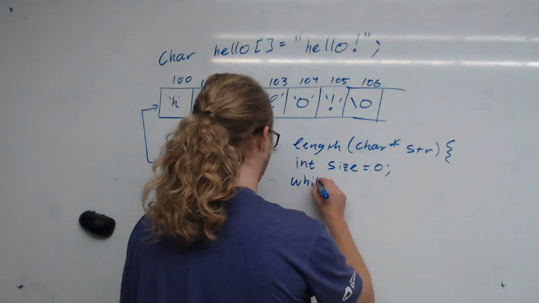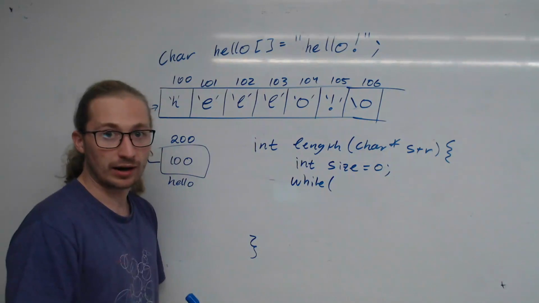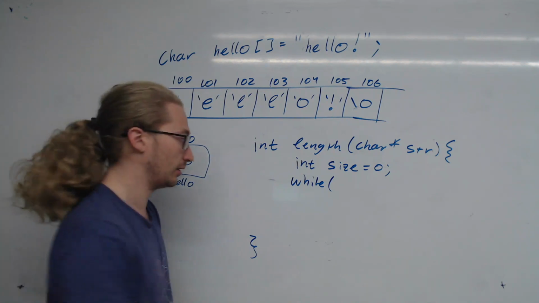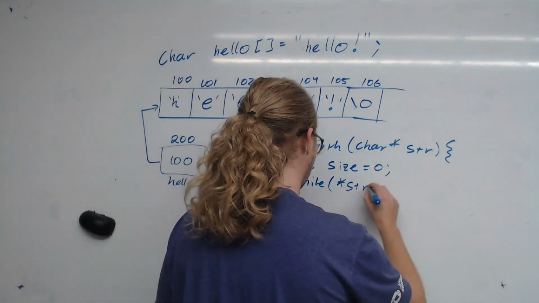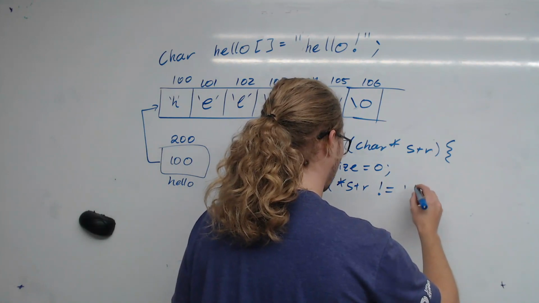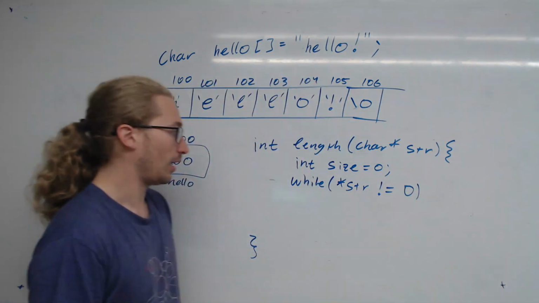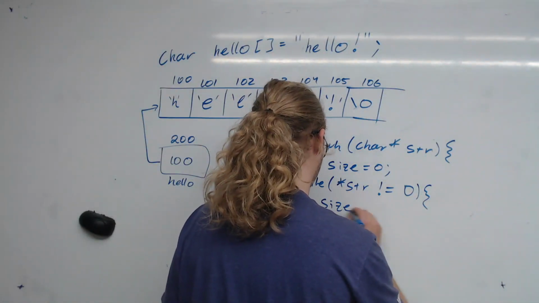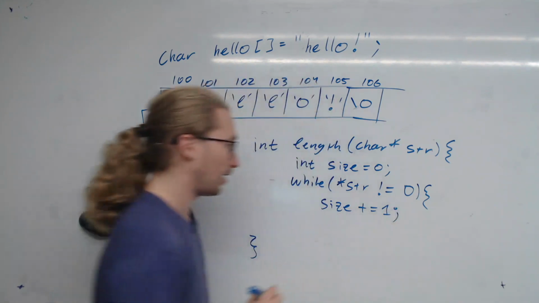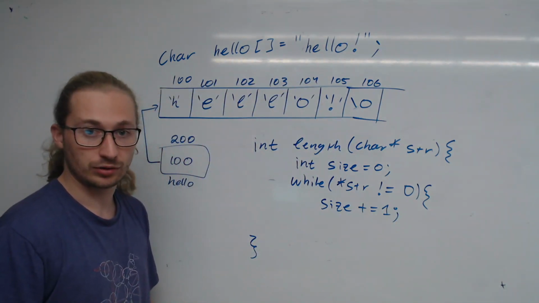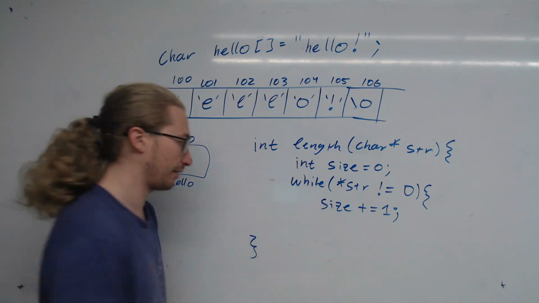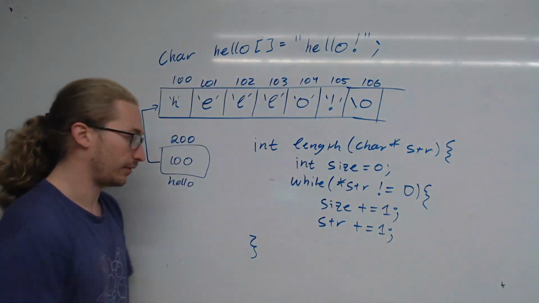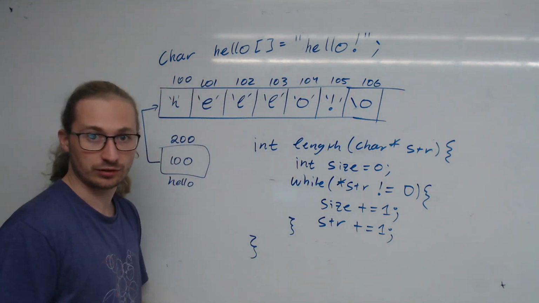So I'll write a sneaky while loop. I'm going to go while the thing that stir points at is not null. So while dereference stir is not equal to 0, I'm going to add 1 to the size. So size plus equals 1. And then I'm also going to add 1 to stir itself, to move it to the next character. Okay? And then when my while loop is done, I can just return size.